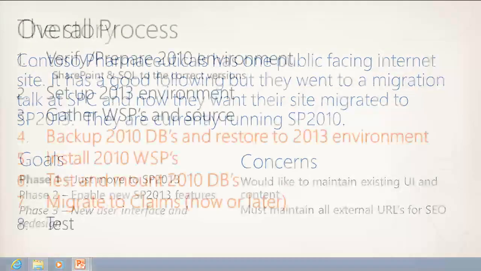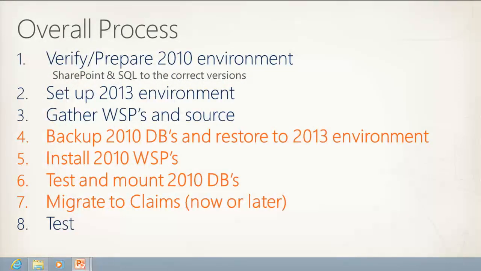The overall process we're going to go through is step by step. The things in orange are the things that I've done already. So I've backed up and restored. I've installed my WSPs, and I've mounted my SharePoint 2010, and I have migrated over to claims. So I've done that. We're going to go to that last one, which is test. We're going to go see that right now.